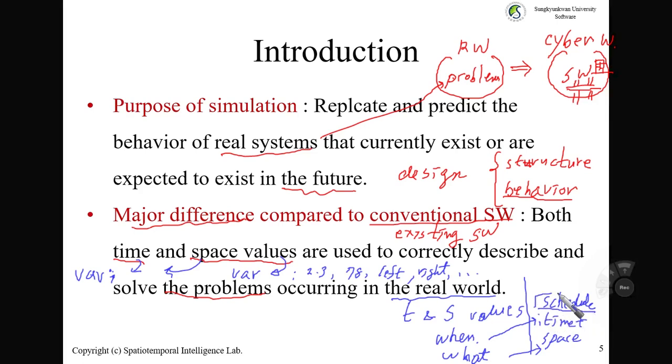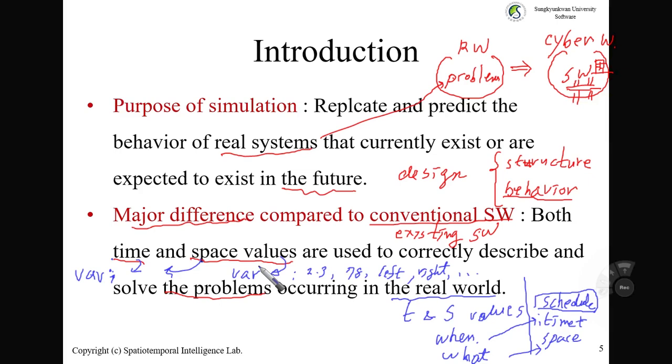This is your target, daily schedule, and solving problems related to the schedule. That means the things that are described within this schedule. In order to perform according to the schedule, you need both pieces of information: when, and what to do. This is the reason why, to correctly describe the problem, we have to make use of both time and space values.